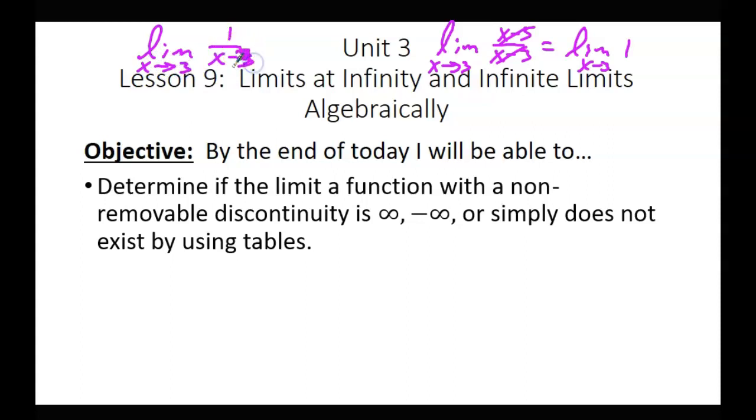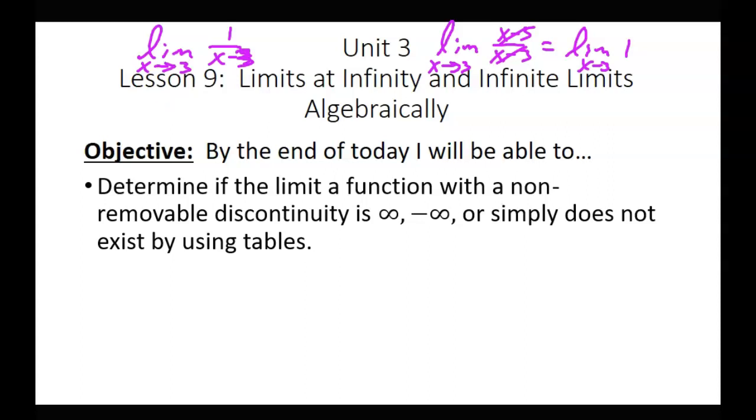It's supposed to be a 3. You can't cancel that out. There's nothing you can do to get rid of that. When you have a non-removable discontinuity, your answer is either infinity, negative infinity, or undefined, because the limit doesn't exist. If it existed, then you would have been able to remove it. Okay? So today we're going to talk about what to do when you come across non-removable discontinuity.